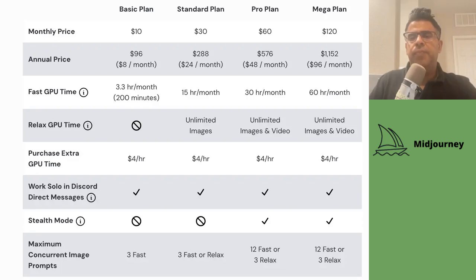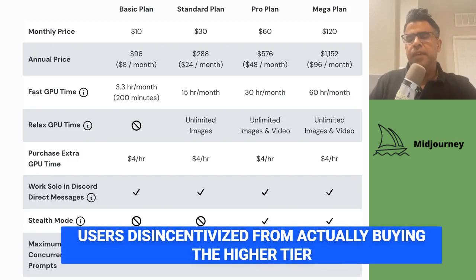That is expected. However, if you look at the pricing metric, if you divide 30 by 15, you get $2 per hour of fast GPU time. You get the same thing, $2 per hour of fast GPU time, in Pro and Mega. That is non-standard. What you would expect to see on a pricing page is more volume discounting happening as the plan proceeds towards the higher tier. So that is right there something I find odd and something that disincentivizes users from actually buying the higher tier.